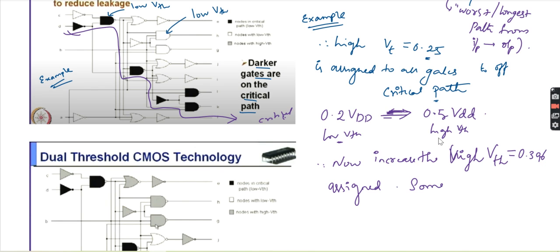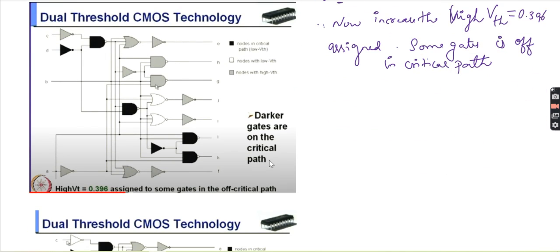So some of the gates are off the critical path. Now if you do it this way, see the below diagram compared to the top diagram, you can see the critical path. Some of the gates are off. That is why I said here total 3 are there. The black color is nothing but your low VTH. This is low VTH. Then this white color that we are showing is also low VTH. Then this is high VTH.